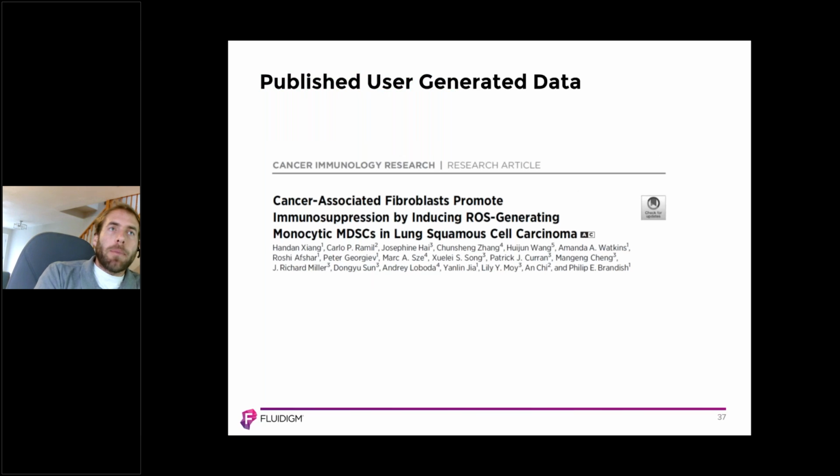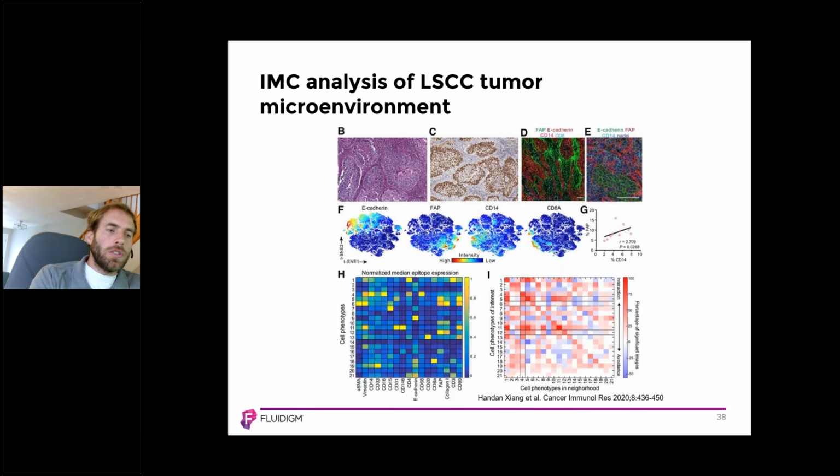The next example I like to talk about is a recent paper that came out looking at cancer-associated fibroblasts and how they promote immunosuppression by inducing reactive oxygen species generating monocytic MDSCs in lung squamous cell carcinomas. So here, the authors first examined lung squamous cell carcinoma transcriptomic data for expression levels of fibroblast activated protein, or FAP, and tumor infiltrating immune cell markers.